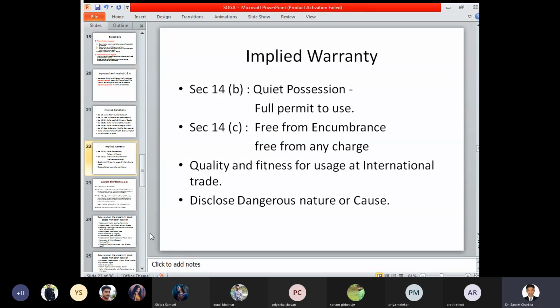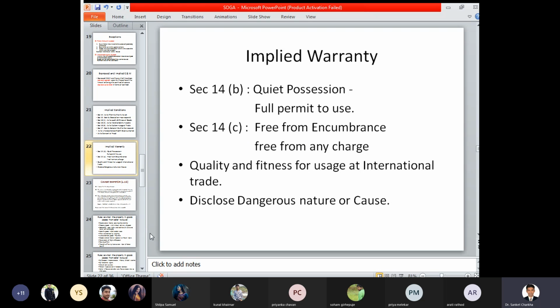So in this case, what is an implied warranty? That is for a period of time. If the cell phone is taken on a rental basis, then the seller can come to you, charge a particular rent, and take back the possession of the goods. But if you have actually purchased those goods and services, then the seller does not have a right to take back the possession, the authority of those goods and services, and he has to give the full permission, full authority to use those goods and services.